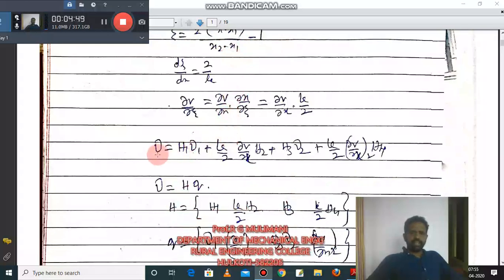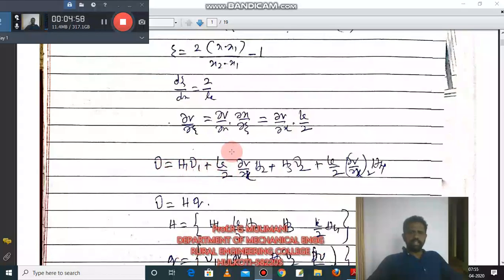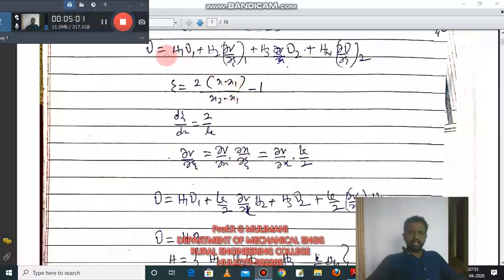Next, here is the displacement expression at any point. It is given as h1 v1 plus, and here I have written something different. It is in terms of dou v by dou zeta, the natural coordinate. It can also be written in terms of the local or global coordinate, dou v by dou x. Dou v by dou zeta equals dou v by dou x into Le by 2.